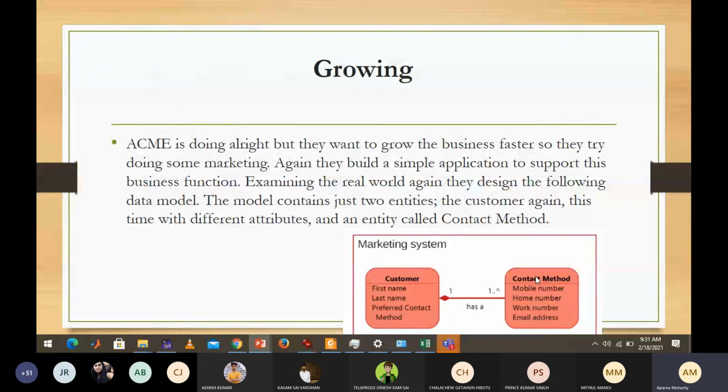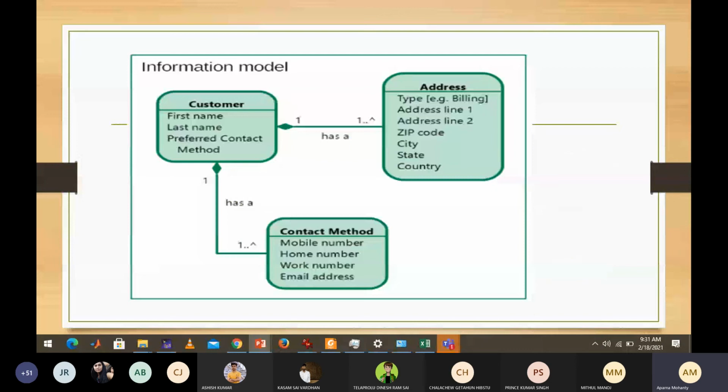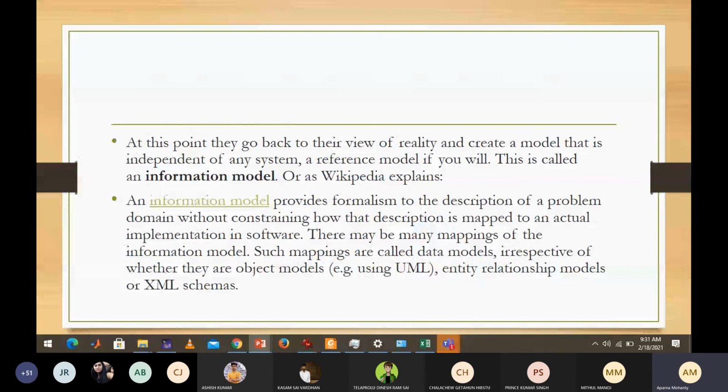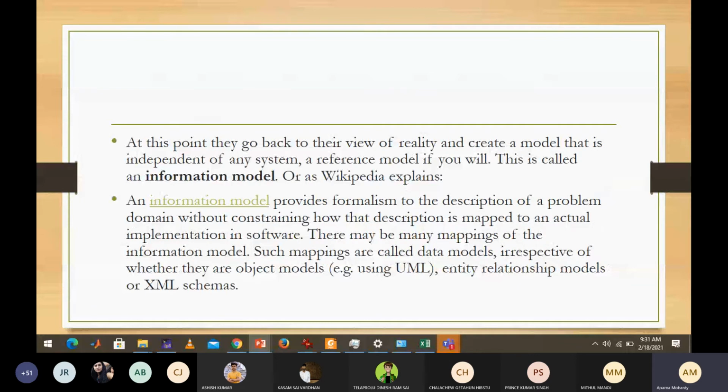Now, when they want to extend beyond, this is the growing phase. In the growing phase, the marketing strategy is a success, and ACME soon has to expand their operation. Suppose initially it was a success and they want to expand, and need to develop their existing system to better handle the increased volume. Suppose the demand increases, so they need to integrate this entire thing. So they will introduce the information model.